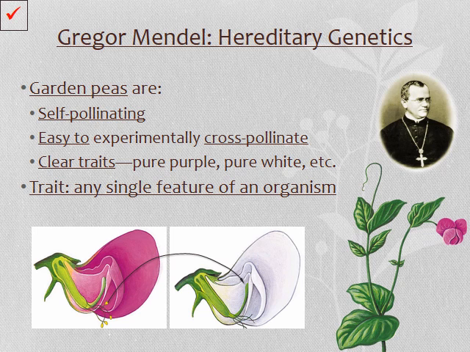So as you can see here, we've got a pure purple pea plant and a pure white pea plant. And these are what we call traits. So a trait is any single feature that an organism has. So how tall you are, your eye color, hair color, whether or not you have dimples, etc.